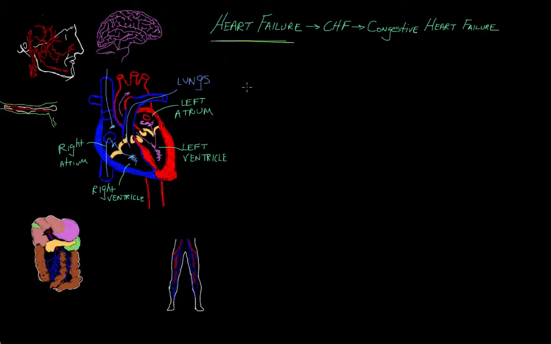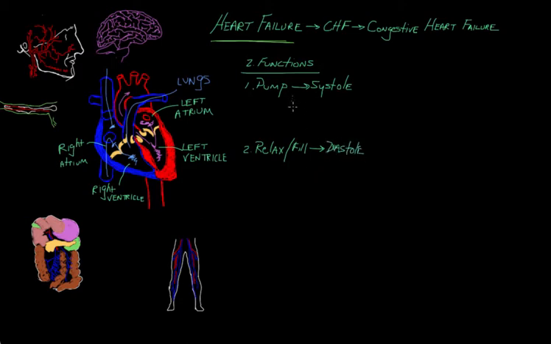So now that we understand the anatomy and the flow through the heart, we can start talking about what causes heart failure. And if we think about that flow, the heart really only has two functions. And its two functions are to, number one, pump blood. And this is called systole. And the second function of the heart is to relax. So it needs to be appropriately elastic in order to fill. And what's going on at this time is called diastole. And that's it. Those are your two main functions of your heart.